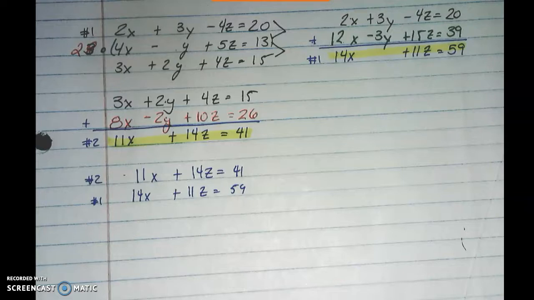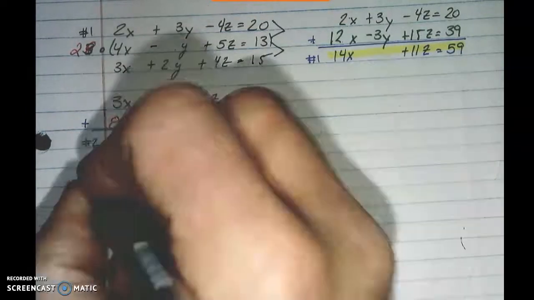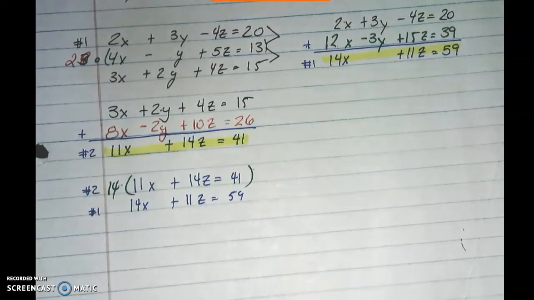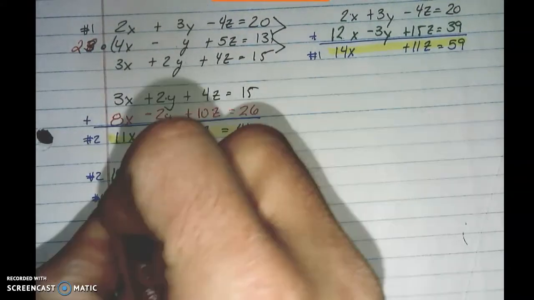So which one do you want to get rid of, the x or the y? Or the x or the z? I'm so used to x and y. X or z? X. Okay. So what do you think I need to multiply this guy by? 14. Because then I can just multiply this one by 11.